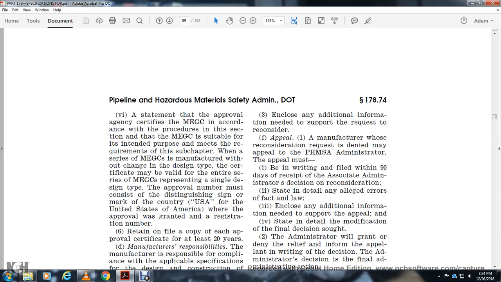The agency will then ensure the MEGC is manufactured without change to the design type, and the certificate may be valid for the entire series of MEGCs represented by a single design type approval. The approval number must include the distinguishing sign or mark of the country, U.S. for the United States, wherever the approval is granted, with the registration number. Retain a file with a copy of the approval certificate for at least 20 years.